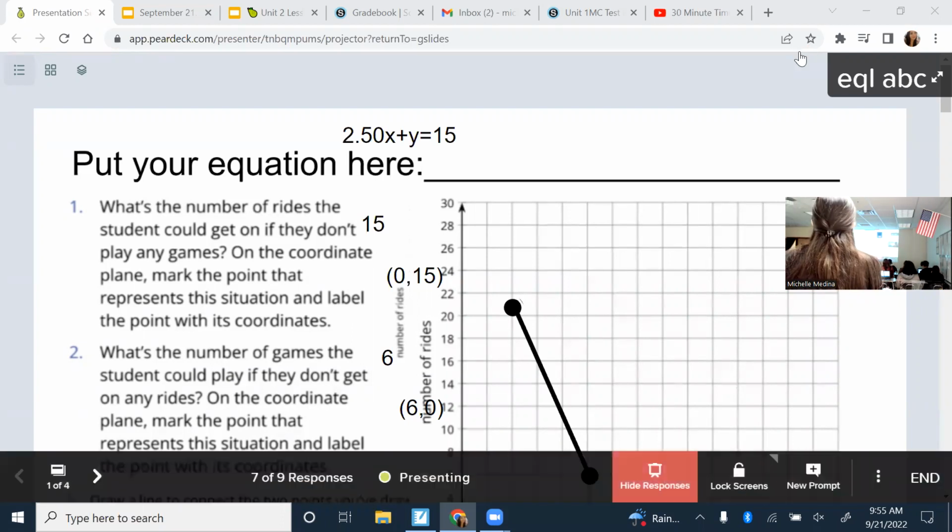But if you had this equation, this was equation 2, right? So everyone in the middle, pay attention. We're going to see if this is right. So when it says, what's the number of rides the student can get on if they don't play any games? So do we know the number of rides? Yes, or is that what we're solving for? That's what we're solving for. So in our equation, that should still be X or Y. Y is for rides. The X would be what if they're playing no games?